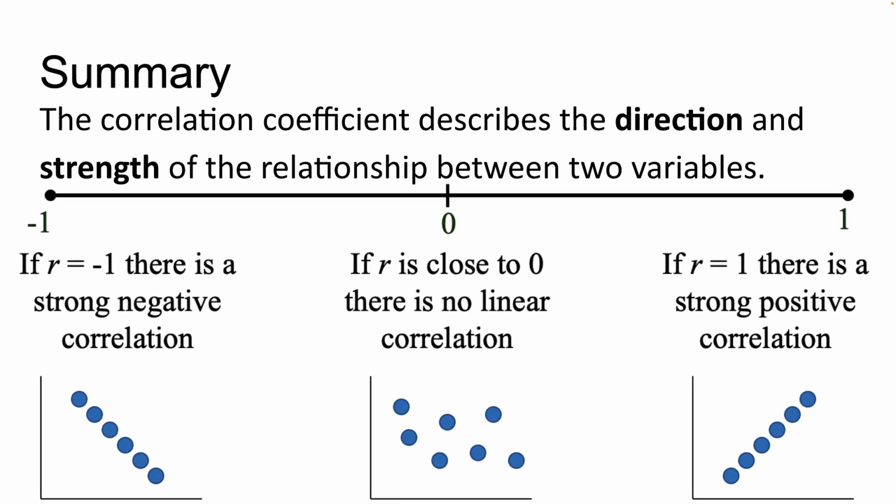Think of R as a timeline from -1 to 1. When R is -1, there is a strong negative correlation. The closer R gets to 0, there is either weak or no linear correlation. But then, as R gets closer to 1, there is a strong positive correlation. We'll take a closer look at R in later videos. This is just to get started.